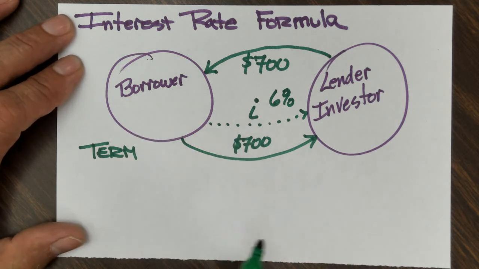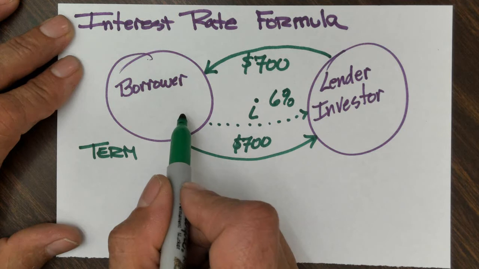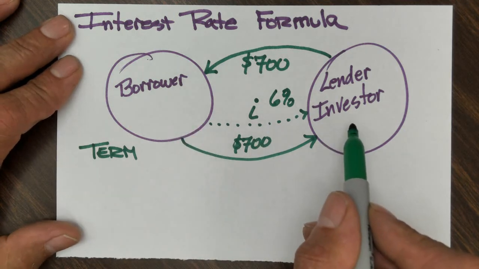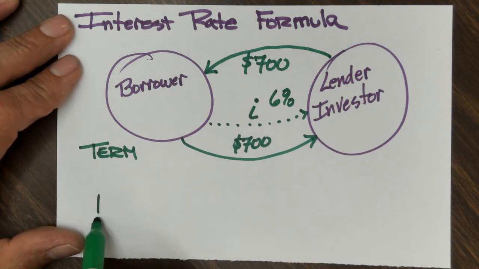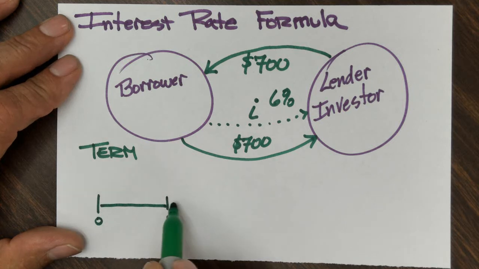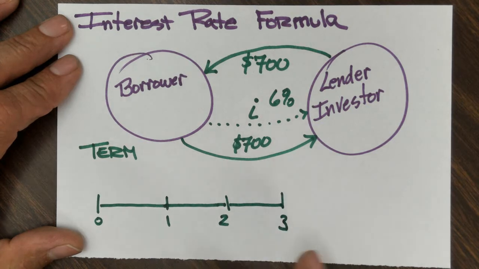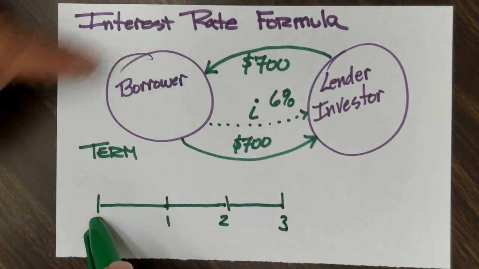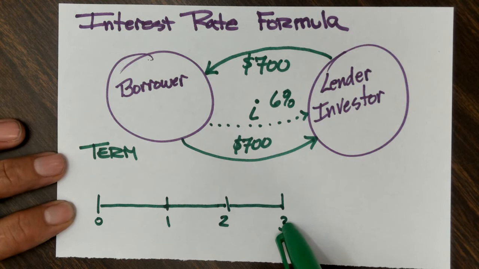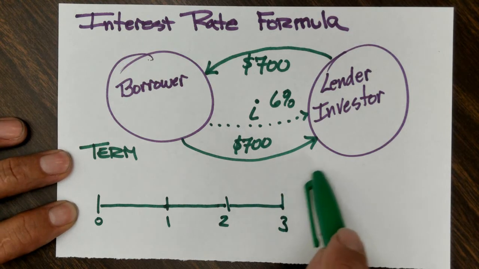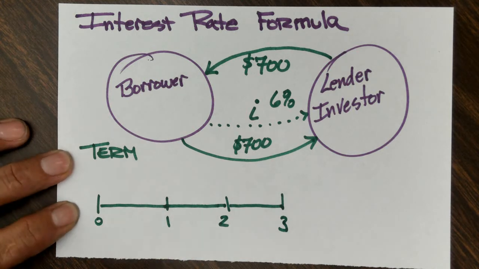Terms, and the words you want to look for are per and for. So we're going to say that this borrower is going to get the money from the lender and pay it back in a 3-year period. So year 0, year 1, year 2, and year 3. Year 1, the borrower will get $700. And then by the end of the 3 years, the lender will have his $700 back. What about the interest?